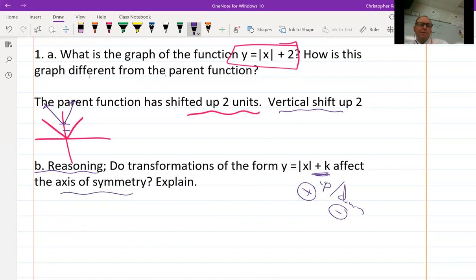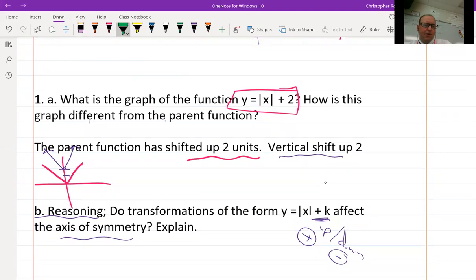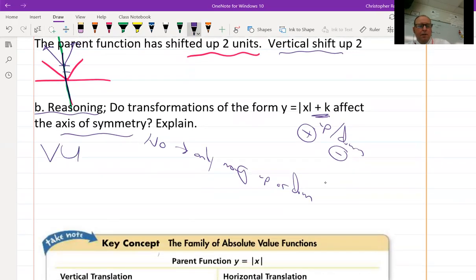But what about the axis of symmetry? So if I go back and take a look at this one here, and I put in my axis of symmetry, for the parent, it was this vertical line. Would it be different for the purple one? No. So do these transformations have an effect on the axis of symmetry? No. We're only moving up or down. So that won't change it. These are all going to be that vertical line. So remember, vertical, it must be x equals 0 for that axis of symmetry.